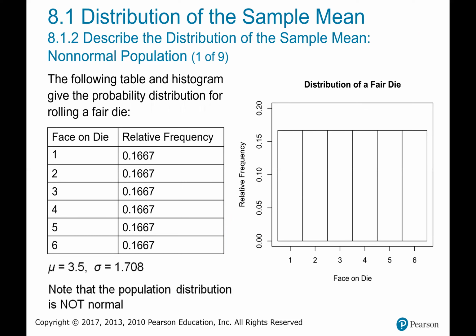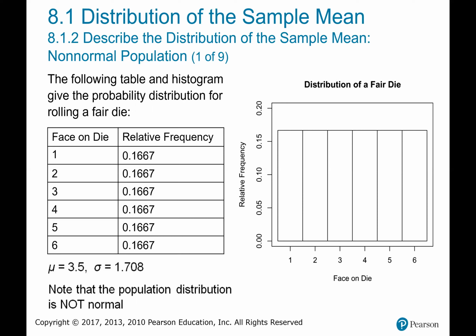The following table and histogram give the probability distribution for rolling a fair dice. So again, guys, faces on the dice, we have 1, 2, 3, 4, 5, 6. And if I ask you what's the probability for each face, all of them are going to be 1 out of 6. So they have the same probability. So the relative frequency for each face is going to be 0.1667. And if you look at the histogram, you see that it's all the same, okay?